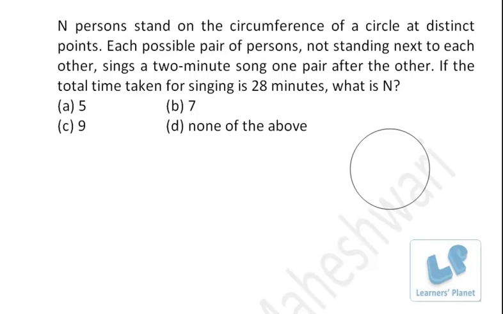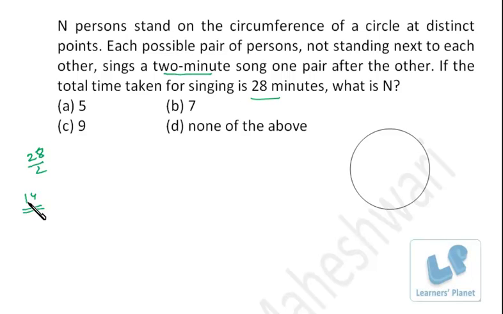Right? That means precisely we have to calculate the number of persons participating in the event. Now there are two things. That 28 minutes was the total time taken and each song took 2 minutes. That means in all 28 by 2, 14 songs were sung. So precisely we can say there were 14 pairs, right?